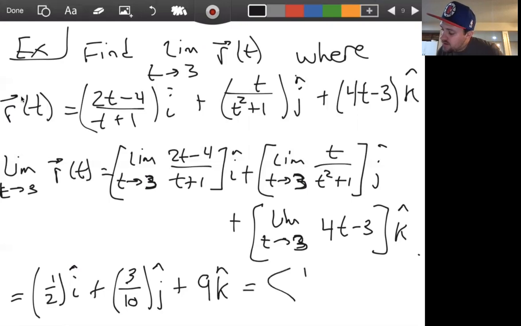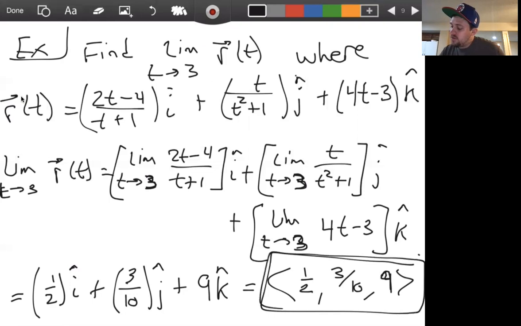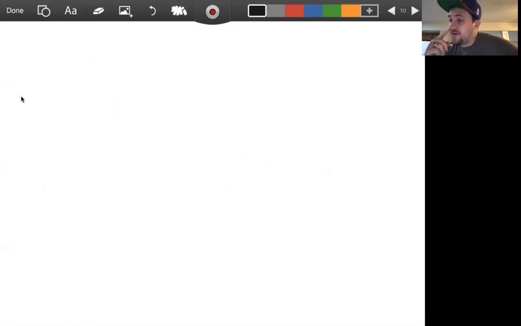So our limit vector, the limit as t approaches 3 of r of t, is 1/2, 3/10, 9. And this is our limit vector. This is how you compute limits. Thanks to this theorem, you just have to compute limits component-wise to find the limit of a vector valued function.